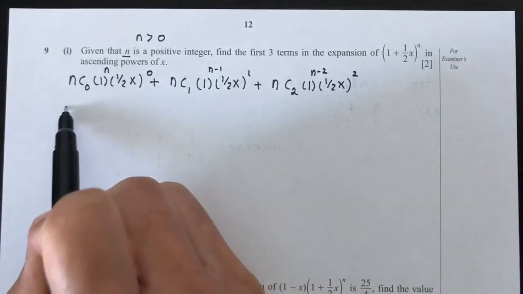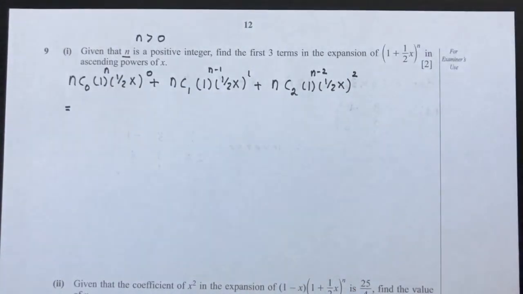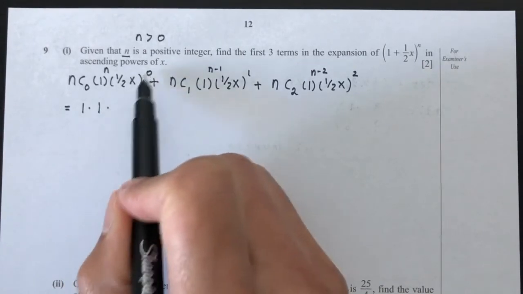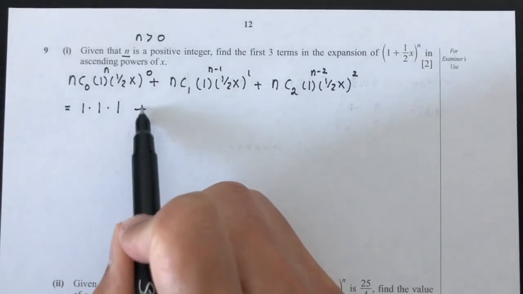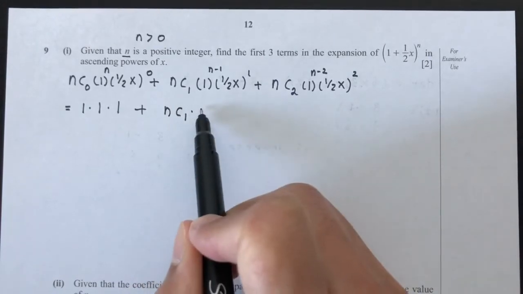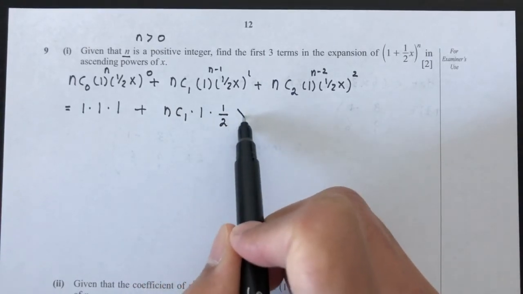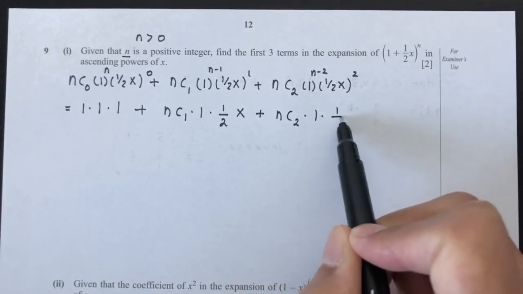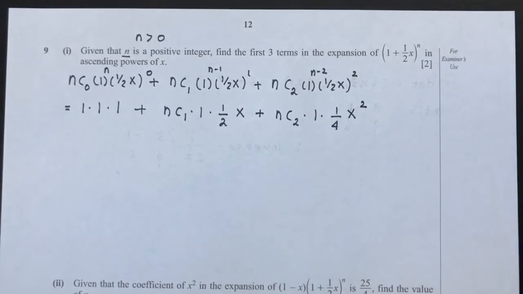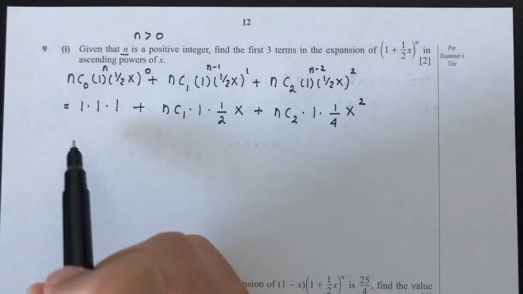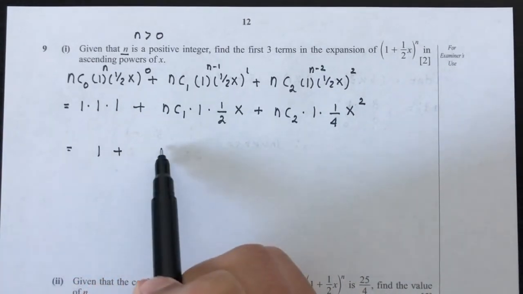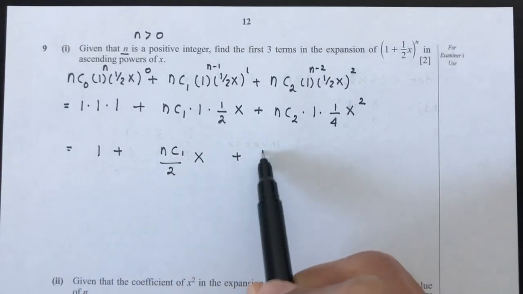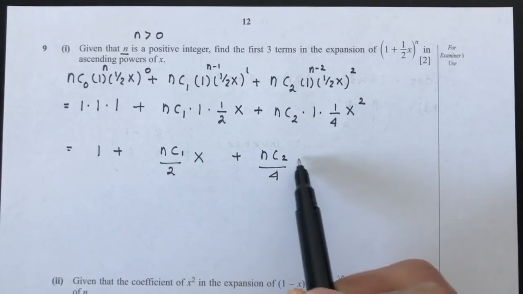Now simplify, n choose 0, anything choose 0, that will be 1. Okay? Now 1 power something is always 1, and something power 0 is always 1. Okay? And this will be n choose 1 times half x, and plus n choose 2 times 1 over 4 x squared. Now we have to simplify. You will have first term is 1 plus n choose 1 over 2x plus n choose 2 over 4x squared.